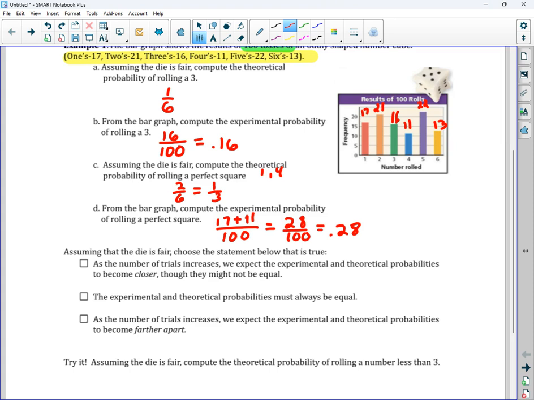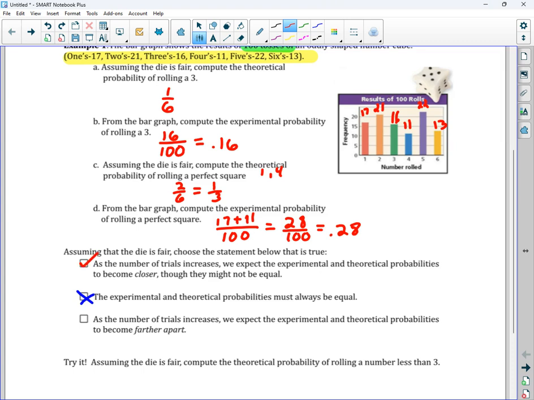So assuming that the die is fair, choose the statement below that is true. As the number of trials increase, we expect the experimental and theoretical probabilities to become closer, though they may not be equal. The experimental and theoretical probabilities must always be equal. As the number of trials increases, we expect the experimental and theoretical probabilities to become further apart. Well, we've already shown that that doesn't make sense. They're not always equal. They should get closer together.